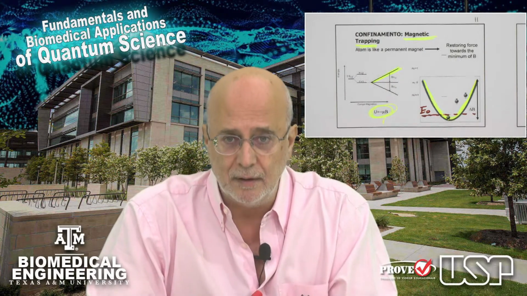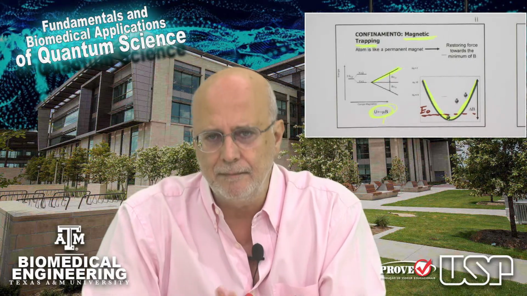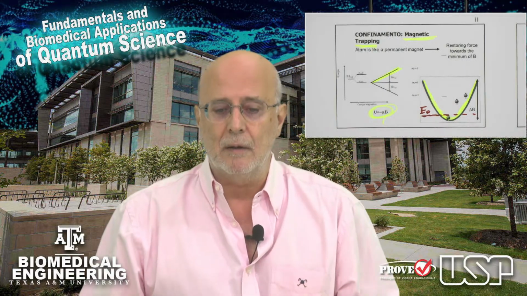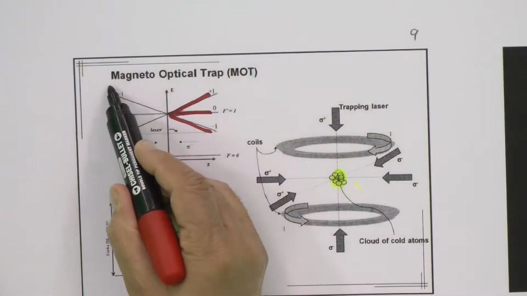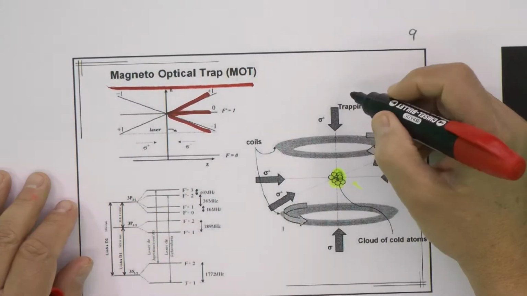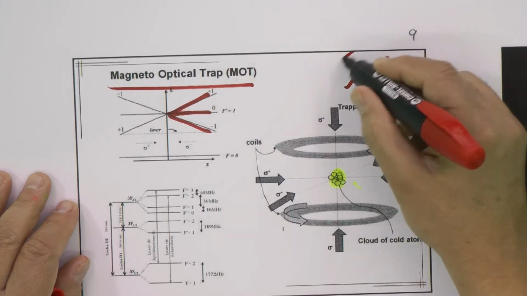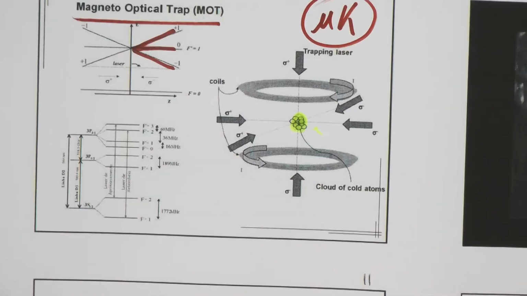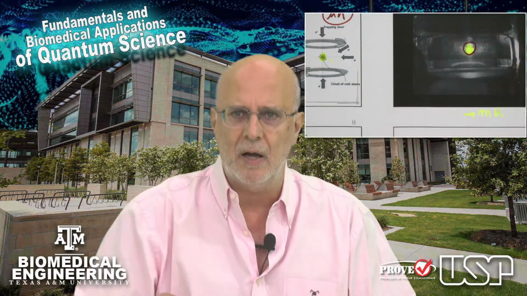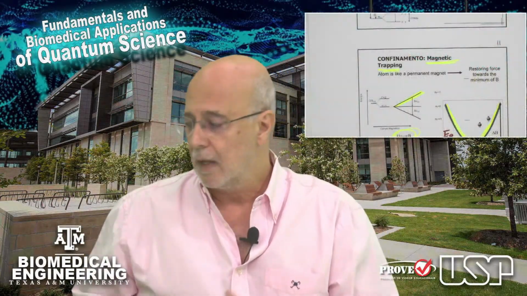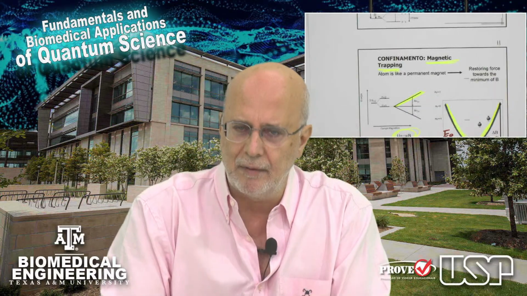So this was done. People start with what they call a magneto-optical trap, which produces atoms at microkelvin temperatures. Microkelvin are millionths of a Kelvin. And then they start with this little ball of atoms. Then I turn on the magnetic field around, so I produce a box, a harmonic box, around the atoms.